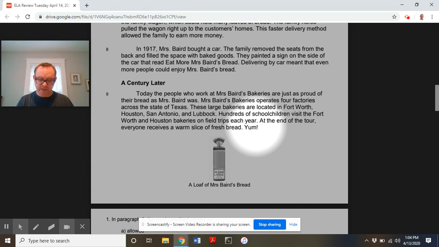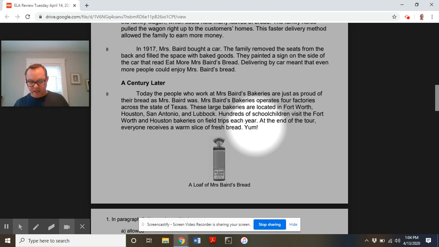A family affair. Mrs. Baird's family helped her deliver the bread because her baked goods were so popular. Okay, so then she realizes I got to start making money. People really like this bread. I can start to sell it. And then her sons stepped up and they were like, "We can deliver for you, mom." And so they start delivering it and they deliver on foot. But then that wasn't fast enough. So then I think they got on their bicycles and then that was working.